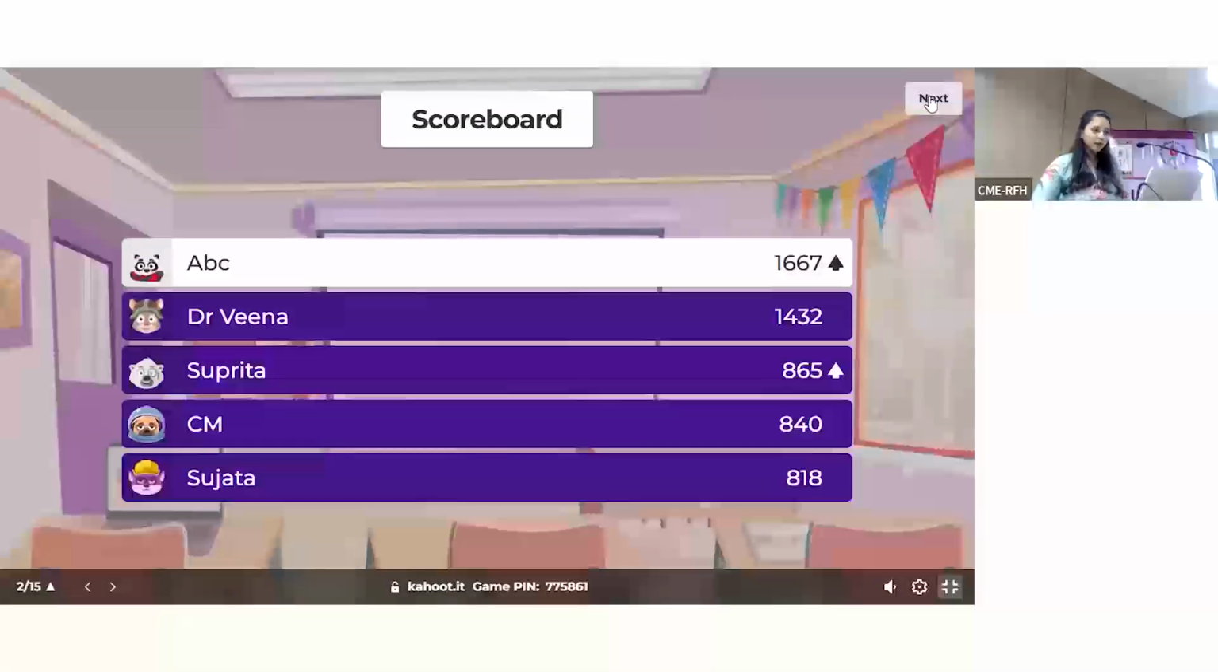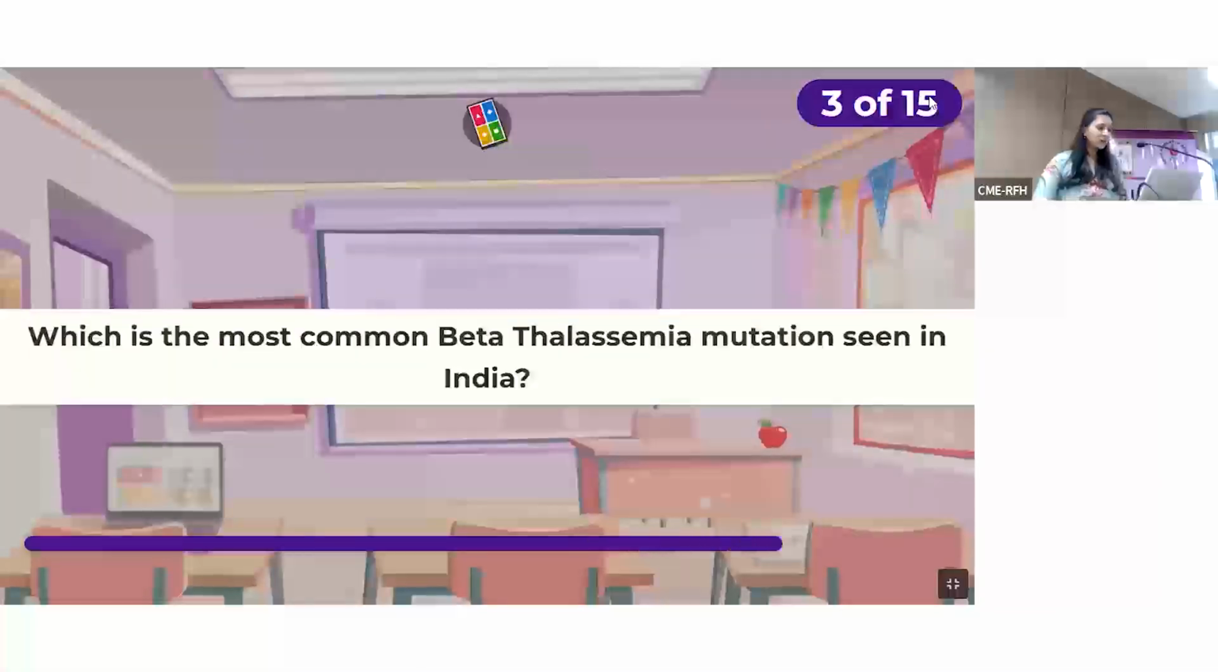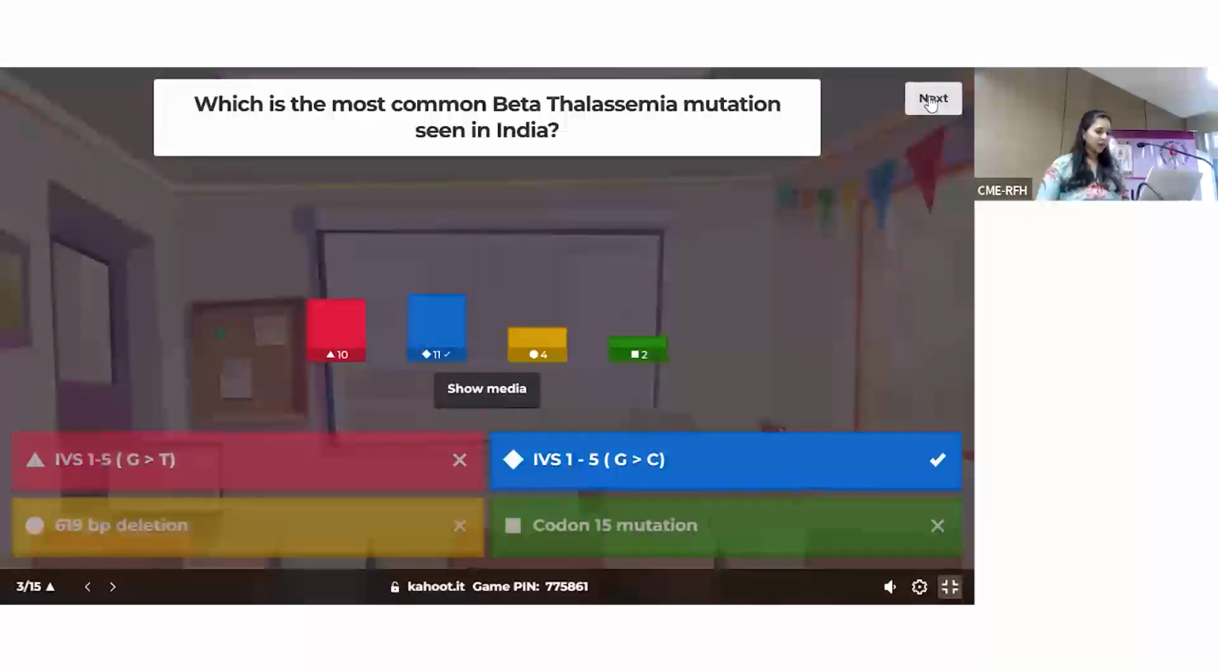Okay, Dr. ABC is leading. Whoever is ABC here. What is the most common beta thalassemia mutation seen in India? IVS 15G to T, IVS 15G to C, 619 base pair deletion, or codon 15 mutation? 5, 4, 3, 2, 1. Correct. Most of y'all have gotten confused between C and T. So it is G to C, not G to T.